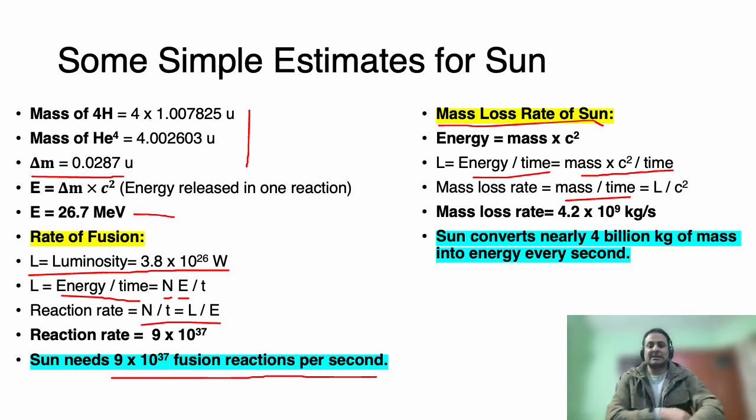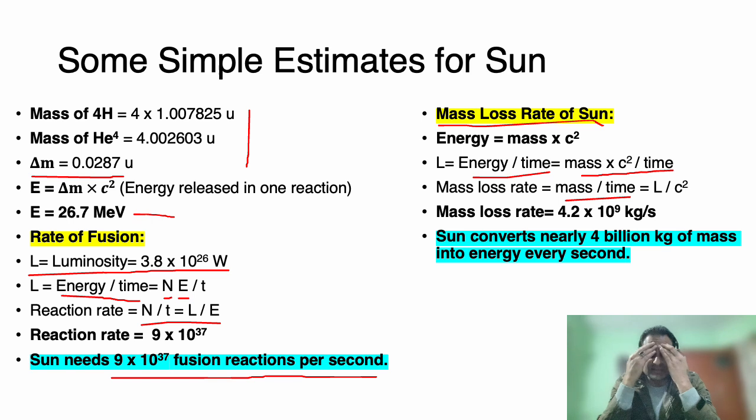So that means the sun burns nearly 4 billion kilograms of hydrogen every second to produce the energy that we see here on Earth. Okay, not all the energy we see here on Earth. We only see a part of that energy that is irradiated in the form of light.